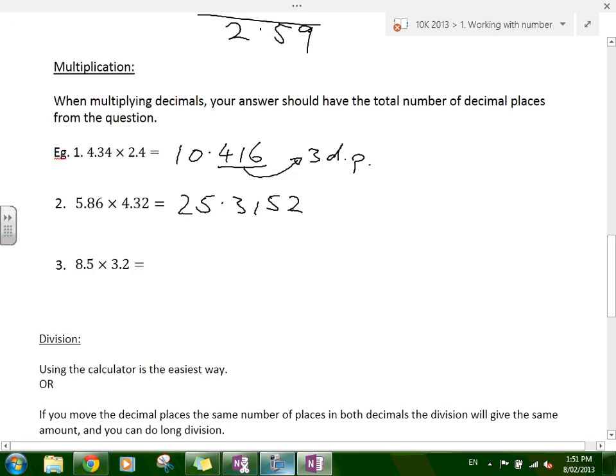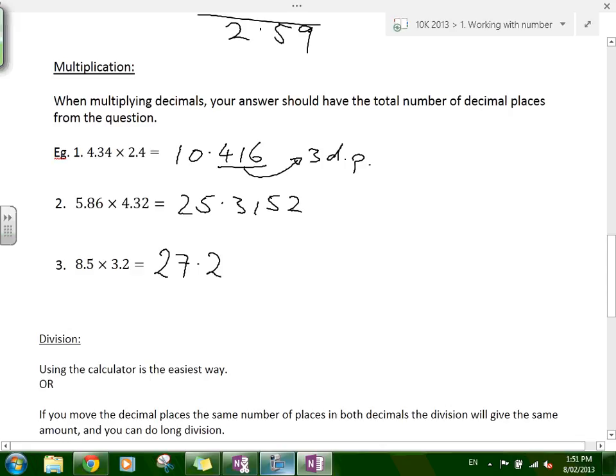Now the last one, 8.5 times 3.2. Luke, how many do you expect this one to have in terms of decimal places? You've got 1 decimal place multiplied by another decimal place. You'd expect 2. Now does that happen? The answer is that it doesn't happen. It becomes 27.2.